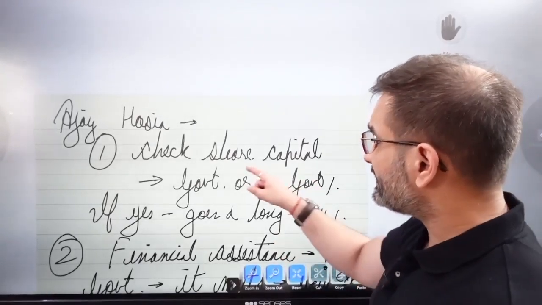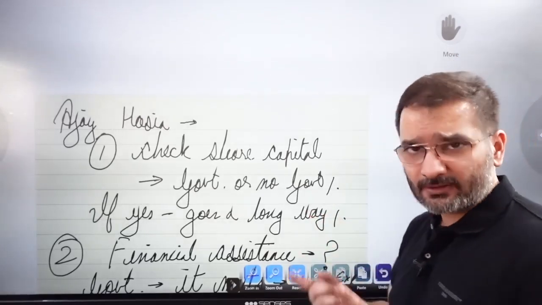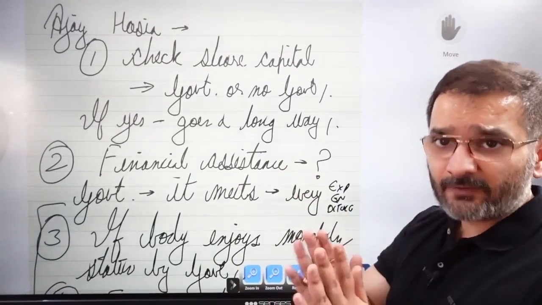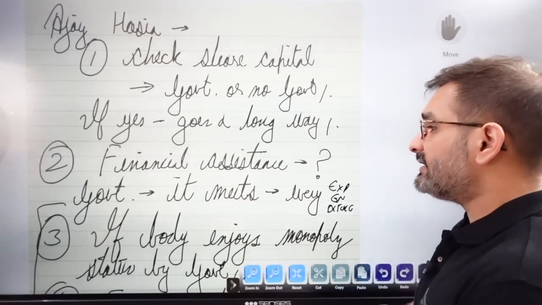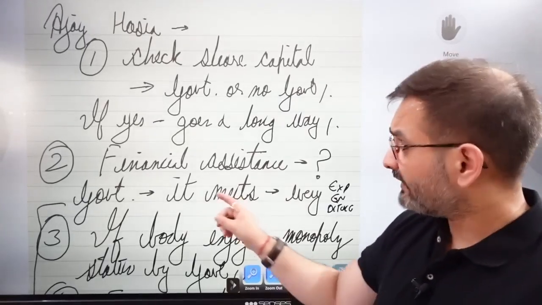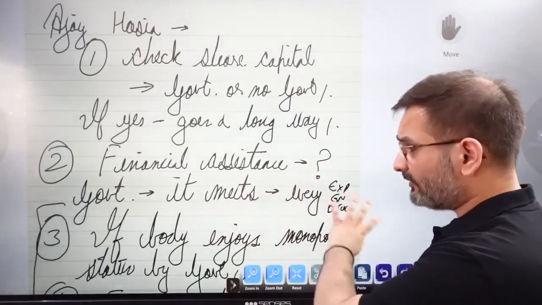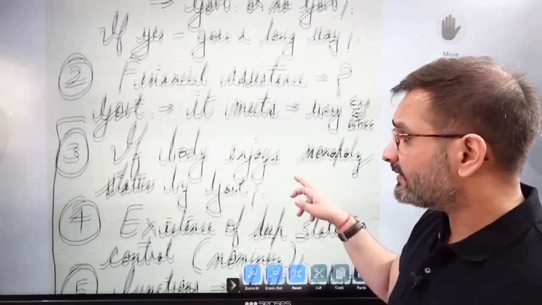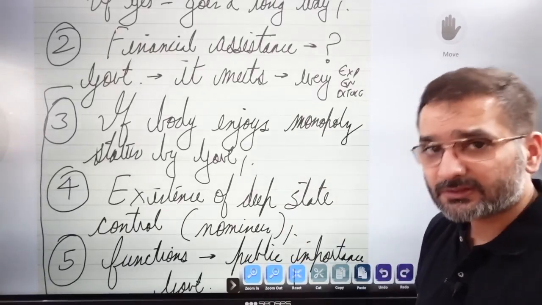So it said check the share capital, whether government owns the share capital or not. If yes, then that goes a long way in determining whether it's an instrumentality of the state or not. Then check for financial assistance. If the government is giving it financial assistance, thanks to which it meets almost every expenditure, again it goes a long way in determining whether it's state or not. If the body enjoys monopoly status by the government, yes.